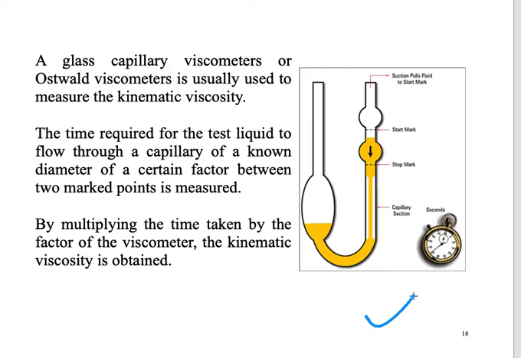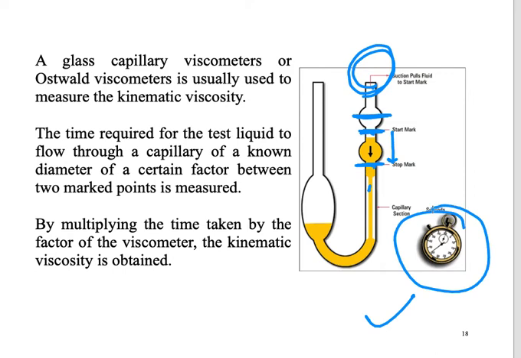So the idea is simple. We have a handheld vacuum pump here. So we suck the liquid until this level, and then we let it flow gravitationally, only by using gravity acceleration. Then we need to measure the time when it moves from this point to this point. Okay, and then the time taken will be referred to a special table, and then we could get the kinematic viscosity from that table.